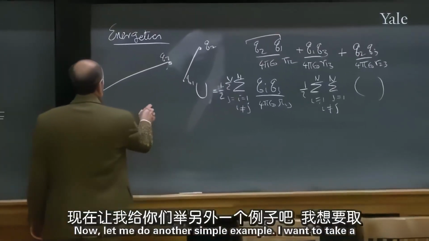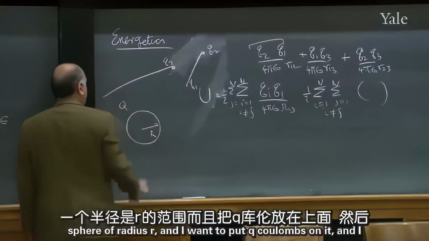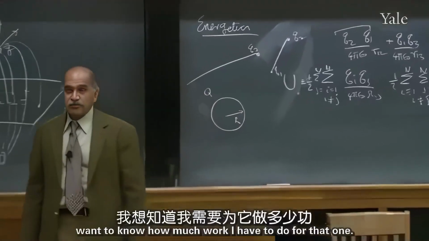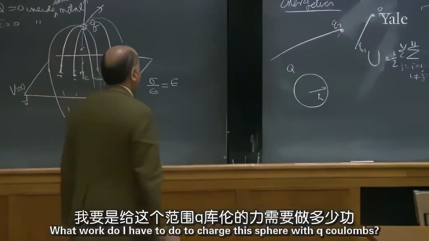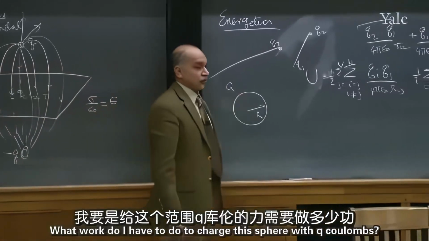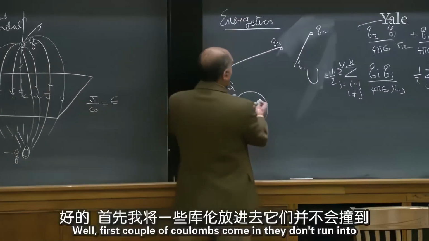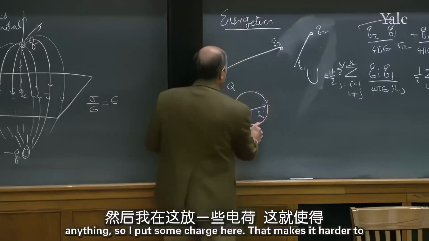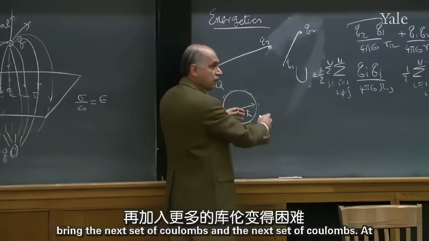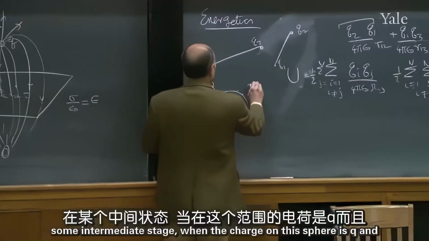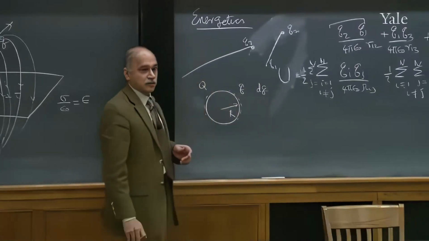Now let me do another simple example. I want to take a sphere of radius r, and I want to put Q coulombs on it, and I want to know how much work I have to do for that one. What work do I have to do to charge the sphere with Q coulombs? Well, the first couple of coulombs come in, they don't run into anything. So I put some charge here. That makes it harder to bring the next set of coulombs. At some intermediate stage, when the charge on this sphere is q, and I want to bring in a charge dq, how much work do I have to do?